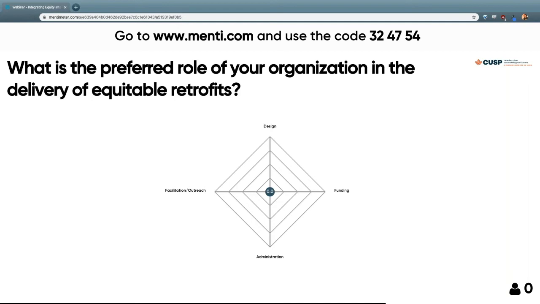So what is the preferred role of your organization in delivering these equitable retrofits? Is your preferred role facilitation and outreach, design, funding, or administration? If you can take just a couple of quick minutes, go on menti.com and use the code 324754. We should see this pop up here. If not, if you just want to share your thoughts via chat or text, or you want to chime in on the call, do let us know.